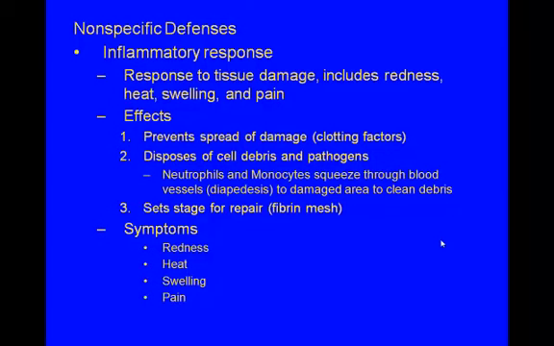Now, an inflammatory response. This is a response to tissue damage, which includes redness, heat, swelling, and pain. Now, the effects, well, it prevents the spread of damage with clotting factors. It disposes of cell debris and any pathogens. You've got your neutrophils and your monocytes, which are white blood cell types. They squeeze through the blood vessels, which we call diapedesis. We already talked about that in previous chapters. And they go to the damaged area and clean up the debris and set the stage for the repair with a fibrin mesh. Now, there are symptoms like redness, heat, swelling, and pain.